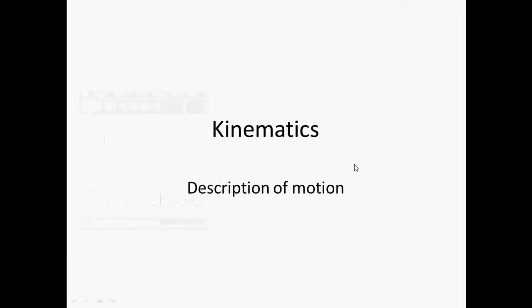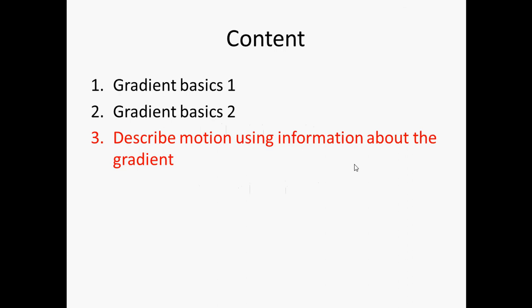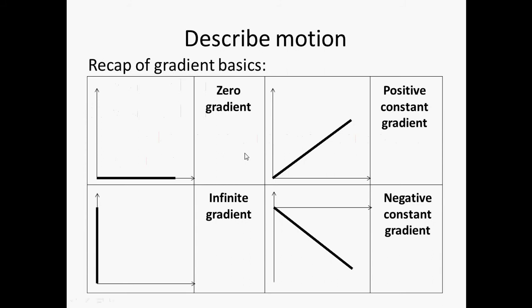Okay, this is the last video in a three-part series on how to describe the motion of a kinematics graph. Let us recap what we have learned so far. In the first two videos, we talked about the basics of gradient. If you have not viewed them, it will be good to watch the first two videos. But if you are already skillful in understanding gradient, you can proceed directly to this last video, which is to describe the motion of the kinematics graph using the information about the gradient. First, let us recap the gradient.